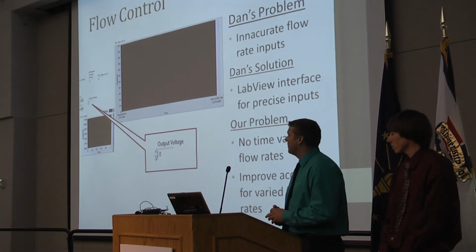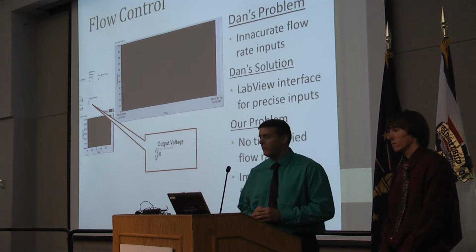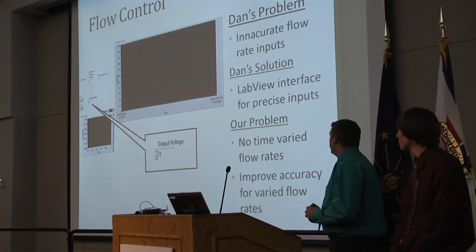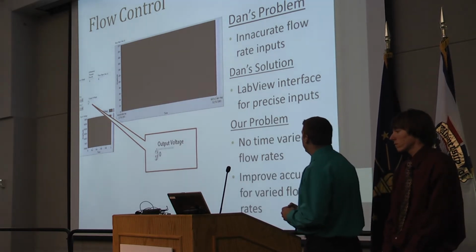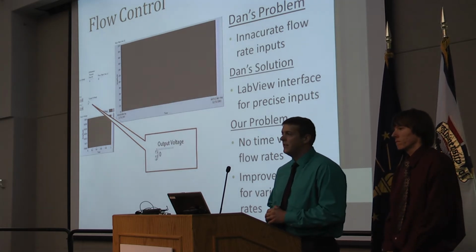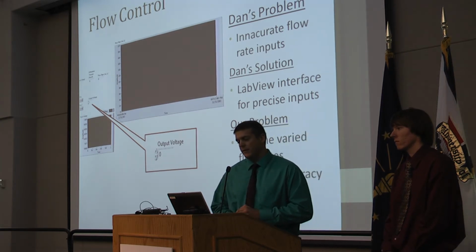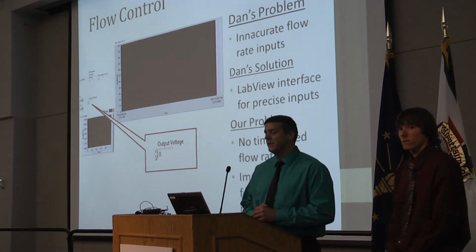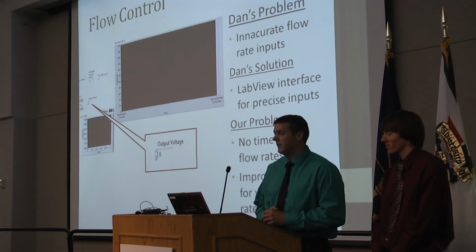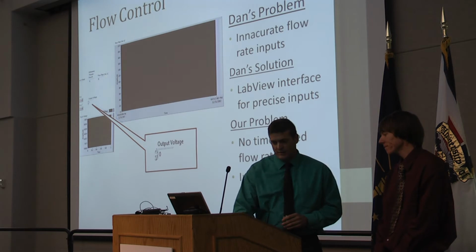And this isn't very user-friendly because a typical user isn't going to know the conversion between voltage and flow rate. So our problem was to make this a little bit more user-friendly and to allow users to input time-varying flow rates and also recreate historical flood situations by being able to enter flood values or flow values using an Excel sheet, and also improve the accuracy for these flow rates.